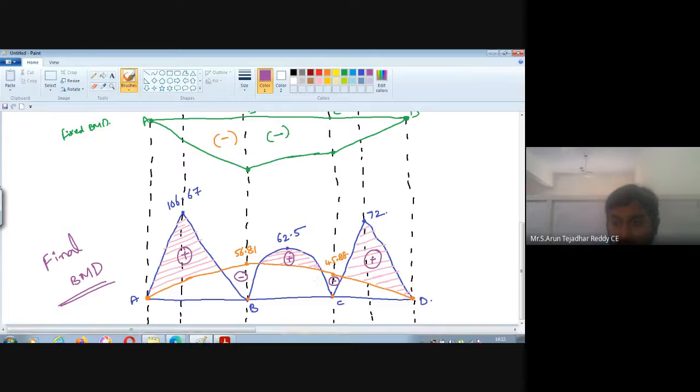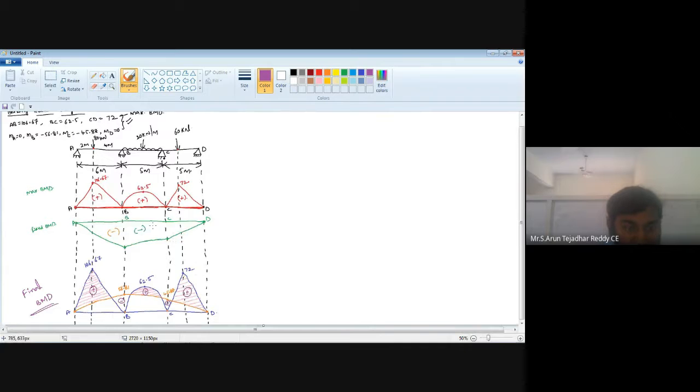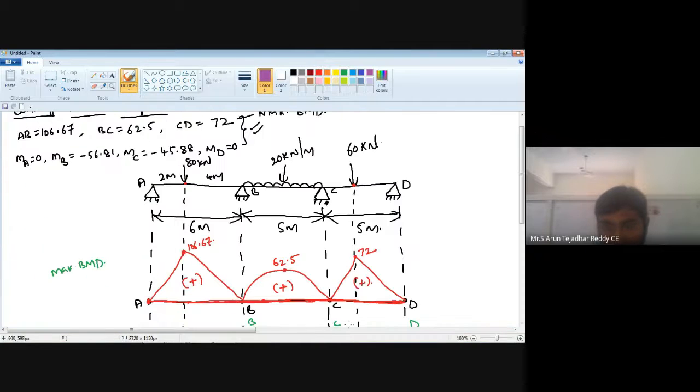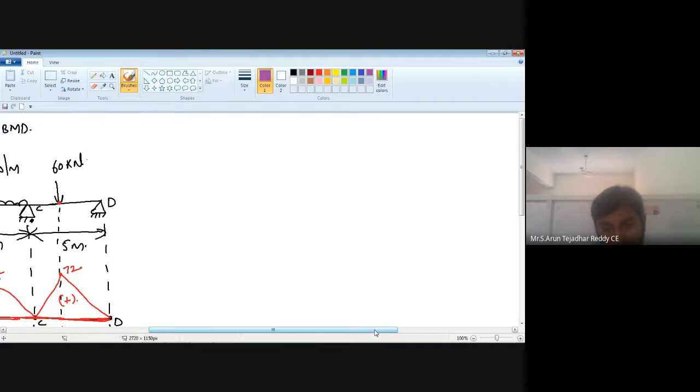Next, we have a shear force diagram also. See our beautiful final bending moment diagram. This is our final bending moment diagram. In the same way, draw the shear force diagram also, but it is somewhat difficult. But if you observe clearly, then it is very easy. Shear force diagram. So first of all, draw the given diagram.